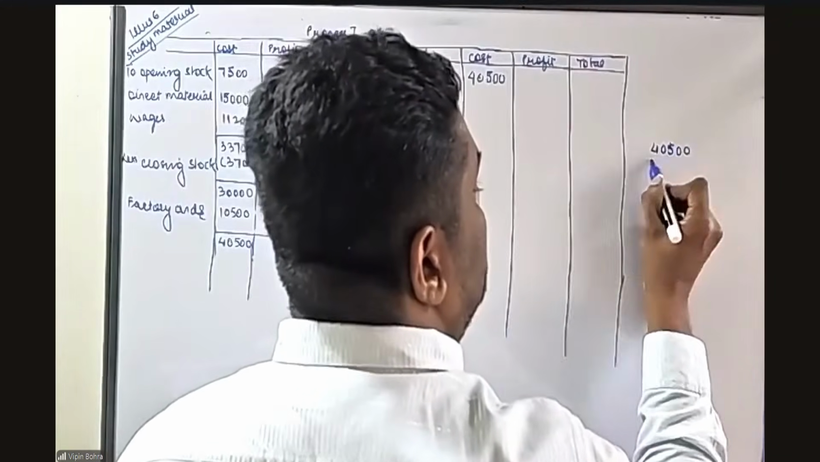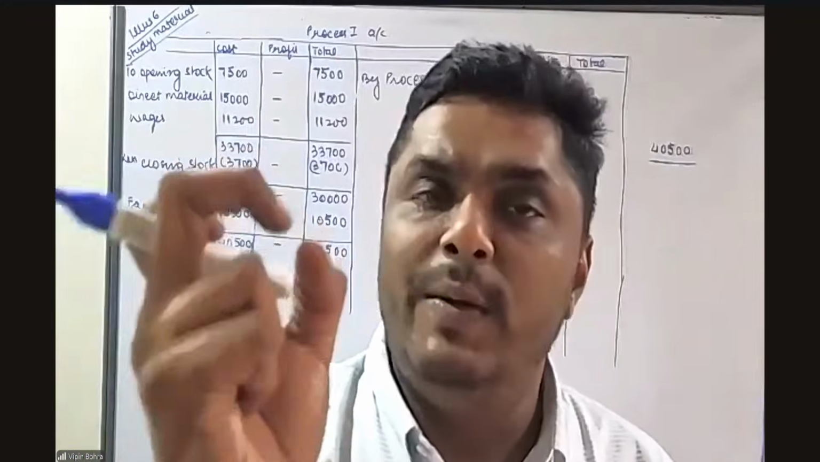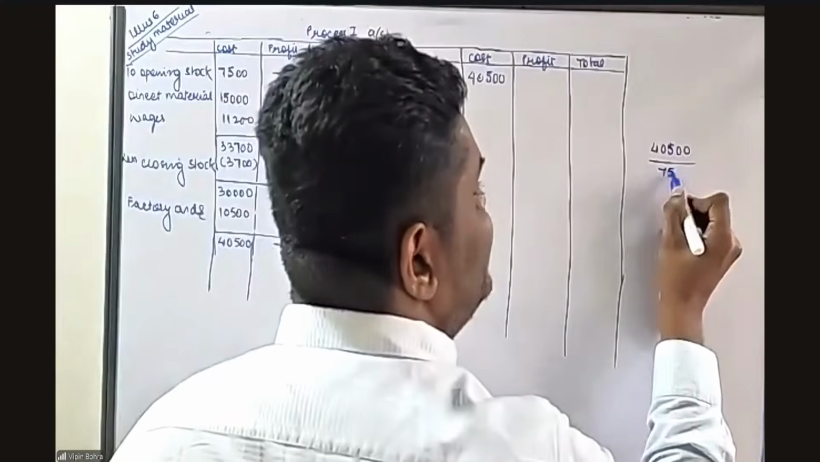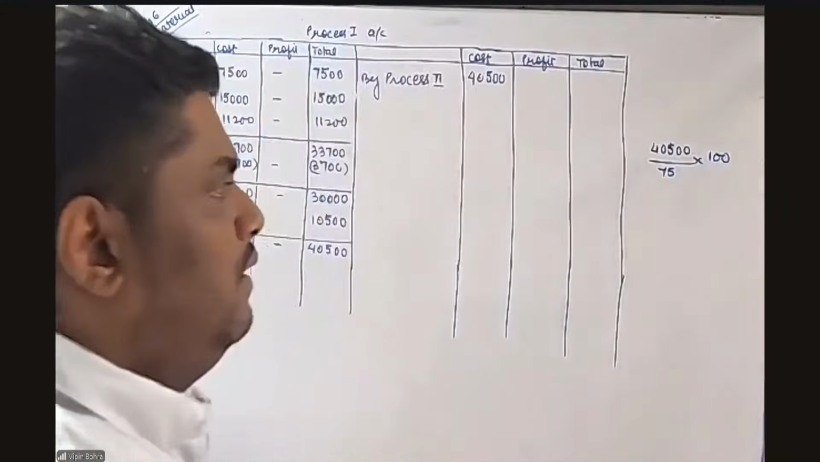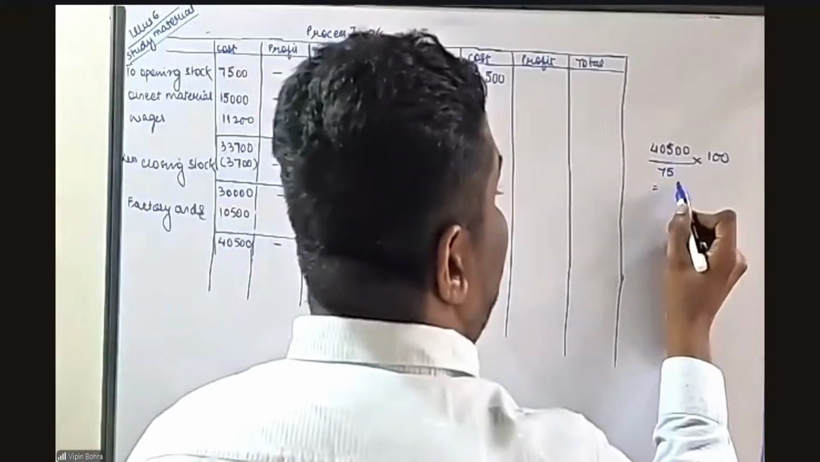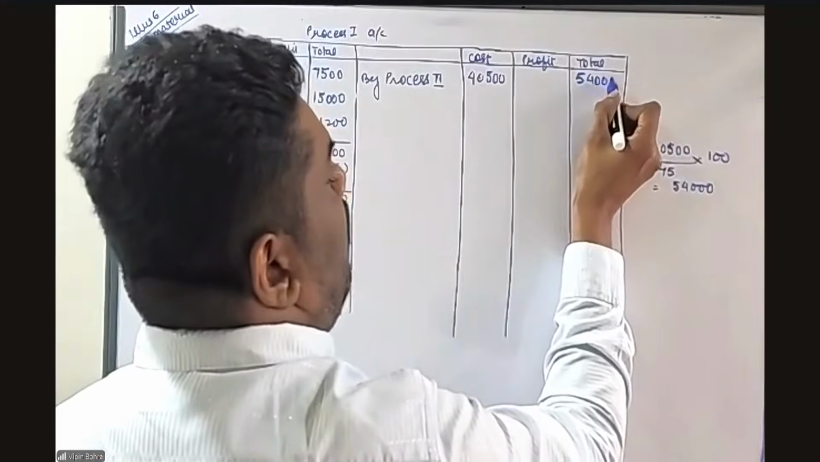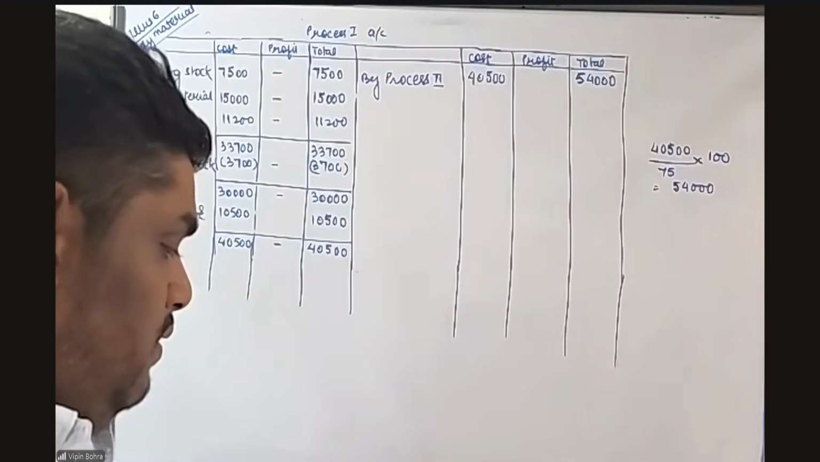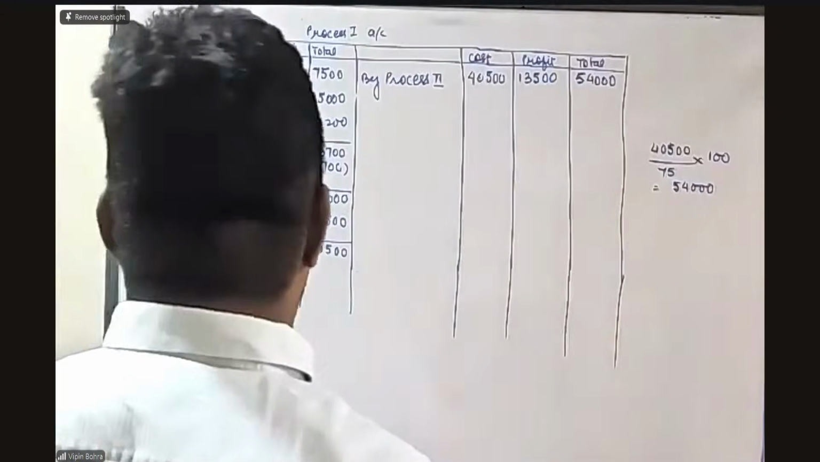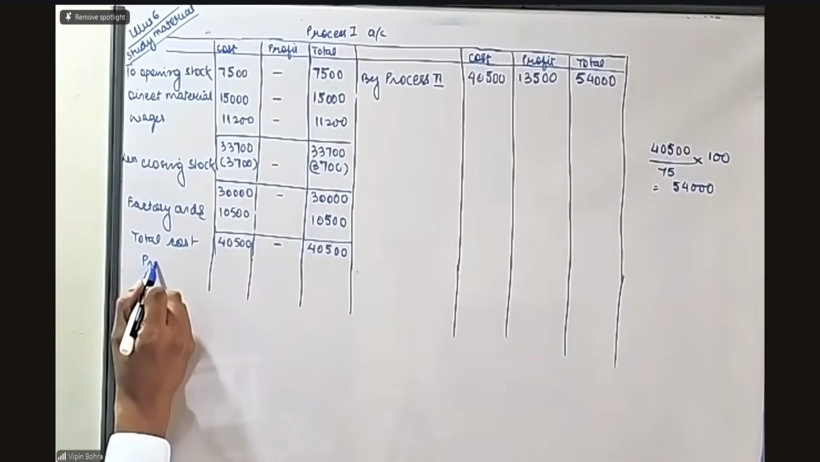40,500 is my cost. Profit on transfer price is 25%. So transfer price, if it is 100, profit is 25. So cost will be how much? 75. So this will be 75 into 100. So this will be 54,000. So how much will be my profit? 13,500. The final profit is how much?